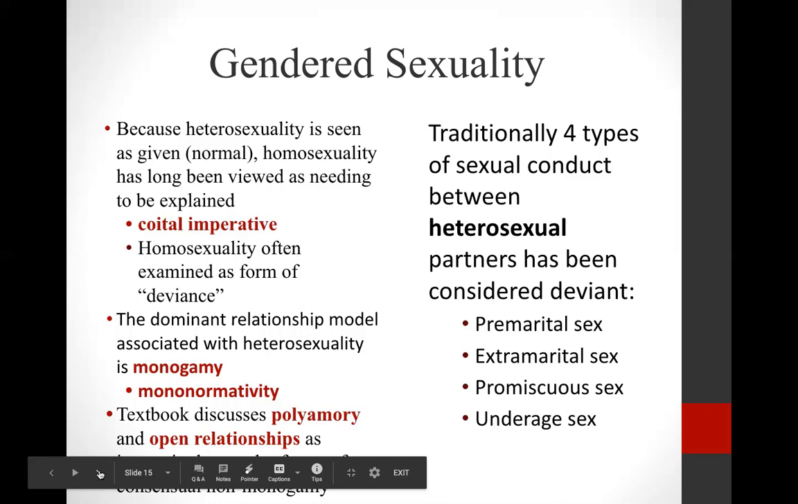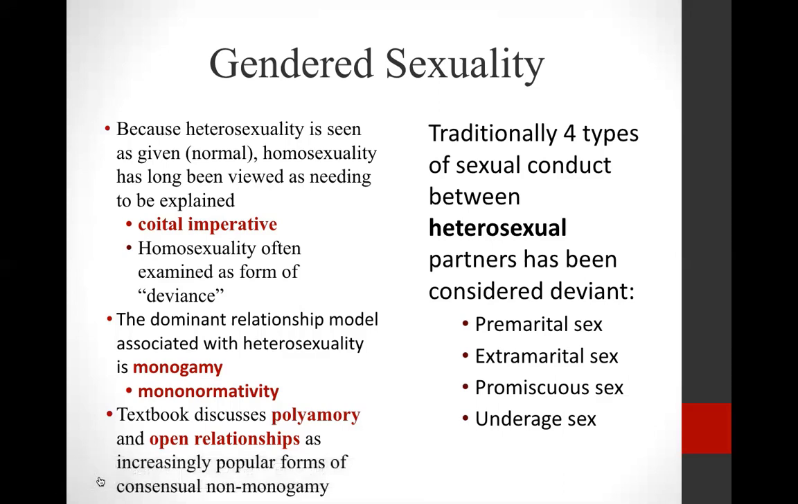Now, of course, we're more of a serial monogamy country, right? We have one partner at a time, but we could have multiple spouses during our lifetime. And so that means that when your book discusses things like polyamory and open relationships, those forms of relationships have become increasingly popular forms of consensual non-monogamy, but they are still largely seen as being deviant, as being not part of that mononormative model.